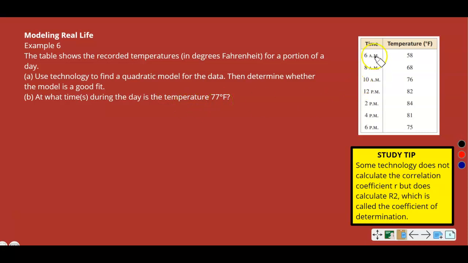So you can see here's the table. 6 a.m. we're at 58, 8, 68, 10 a.m. 76, 12 noon, 82 degrees, 2, 84, 4 is 81, and 6 p.m. is 75 degrees. It says use technology to find a quadratic model.